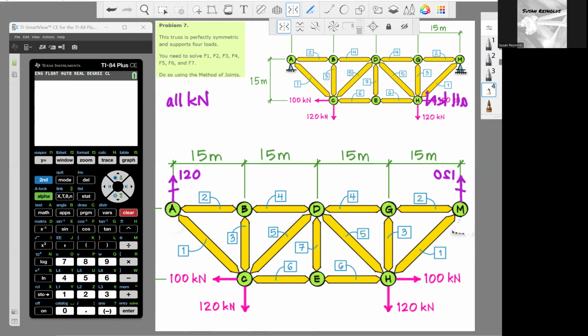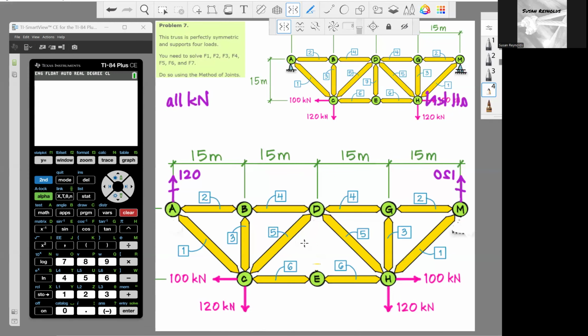And again, I'm scanning everything. What is the best place to start? And node E, man, I see something right away. Do you see something at node E? At node E, 7 doesn't have anything to balance it out. So 7 is a zero force member. Get it out of there. All right.